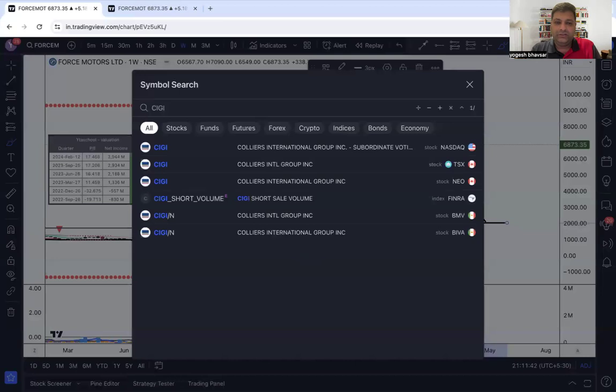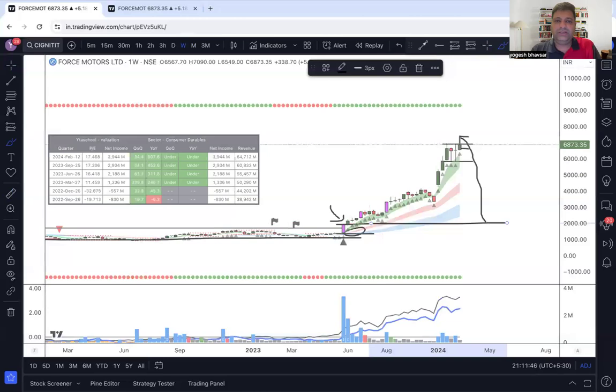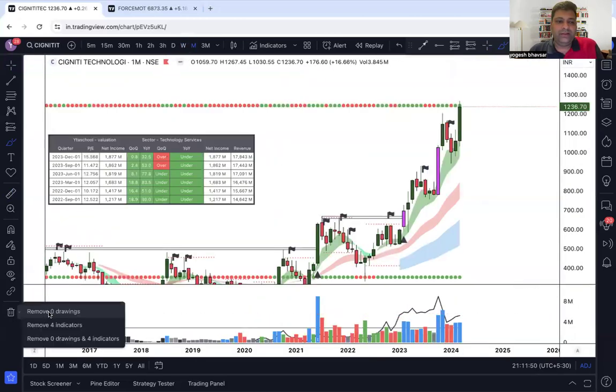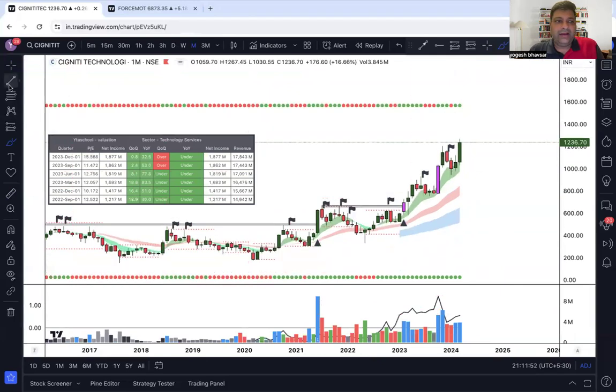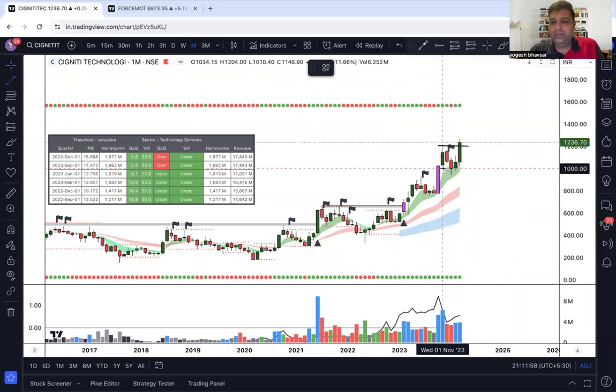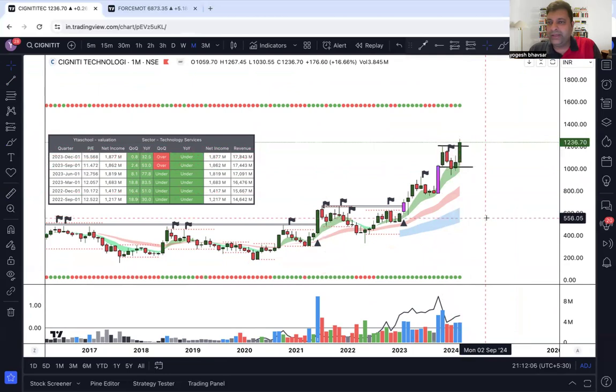Signity, if I'm not wrong, yeah, Signity, this thing. Now let us see this on the monthly time frame. We had a breakout of a previous all-time high, and we had a bit of consolidation of nearly one, two, three, four, and the fifth one is the breakout.